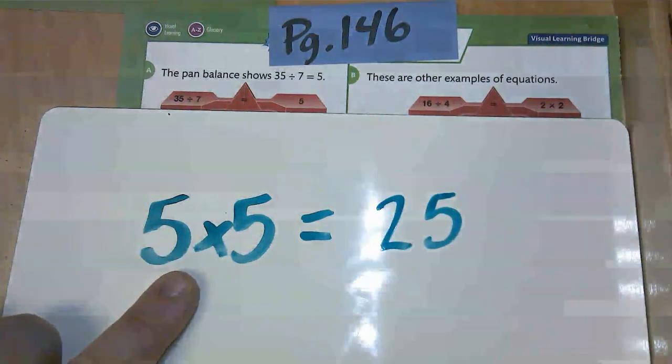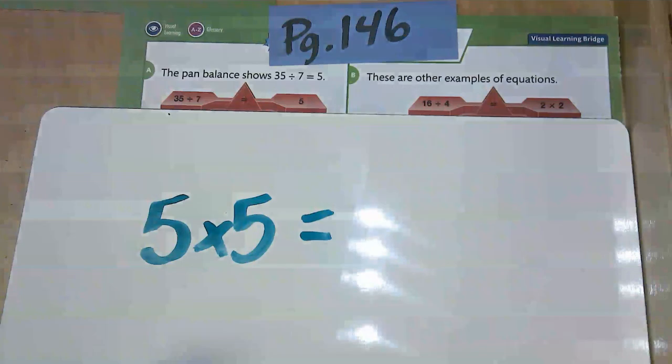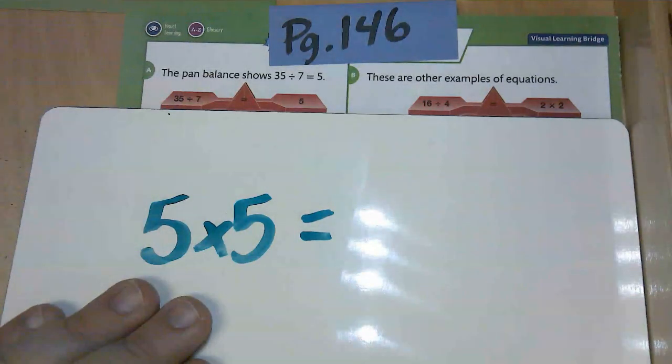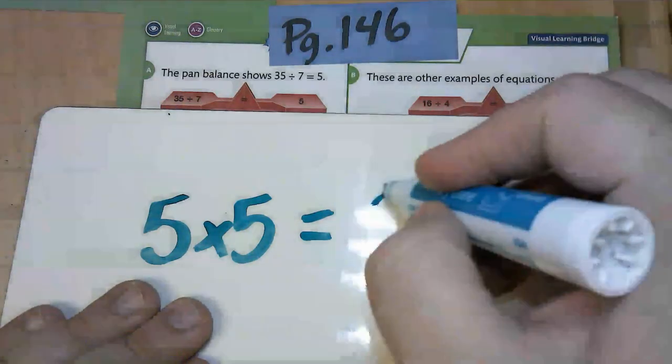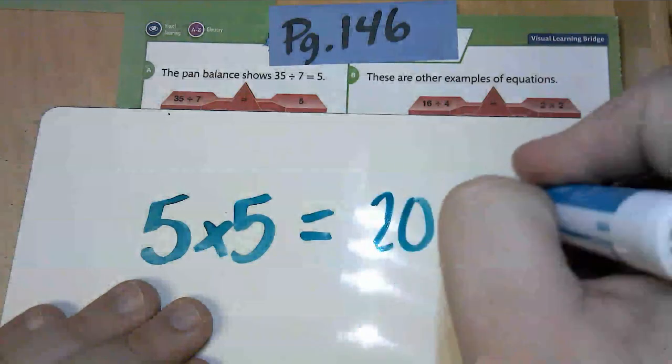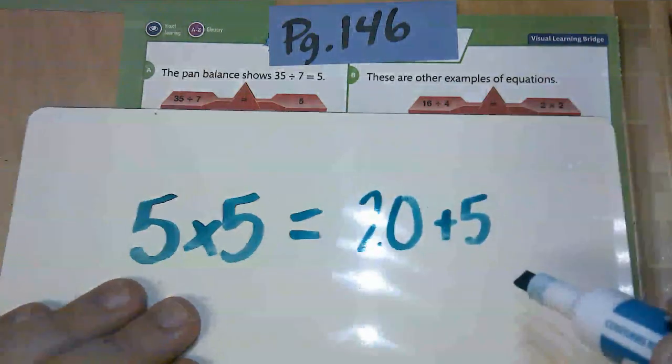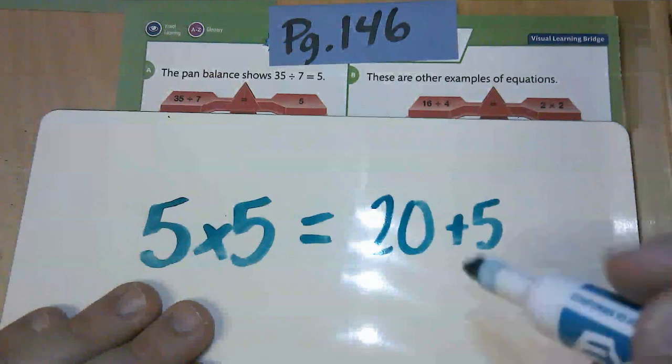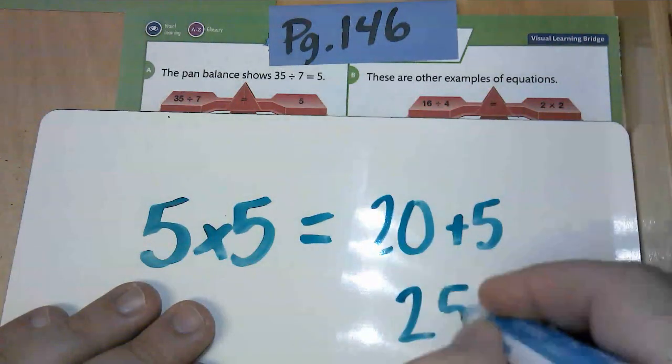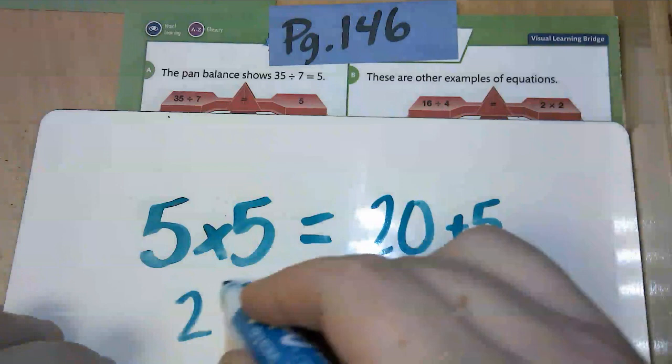All right. Are you ready for me to blow your mind for just a minute? All right. 5 times 5, we know that's worth 25. That is the same as 20 plus 5, isn't it? What is 20 plus 5? Well, 20 plus 5 is 25. 5 times 5 is 25.